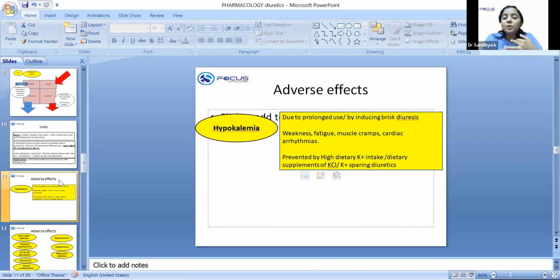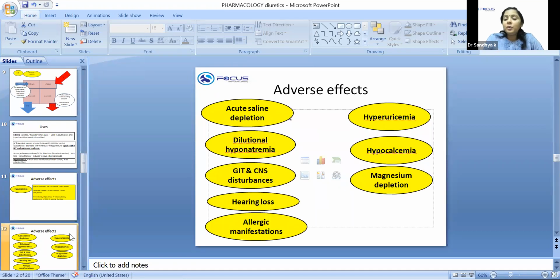What is the management treatment for this hypokalemia? Either we have to give dietary supplements or potassium supplements, or combine furosemide with potassium sparing diuretics. Okay. This is of main concern. Among all the adverse effects, hypokalemia is something which is of main concern to us.